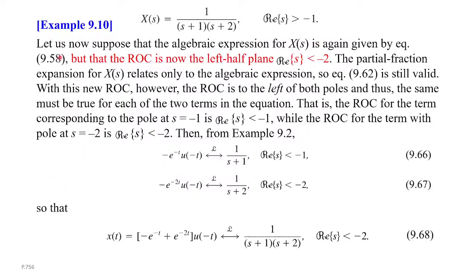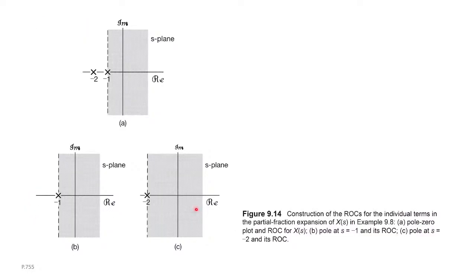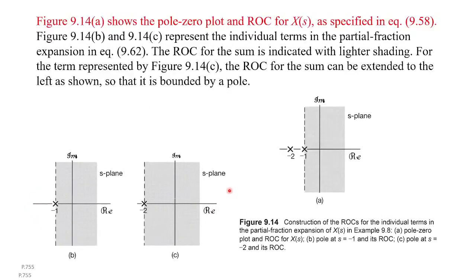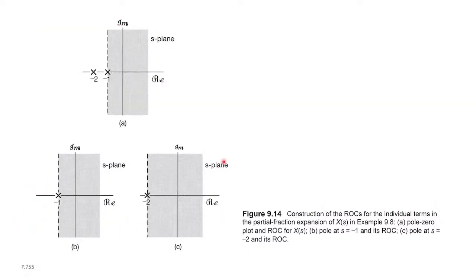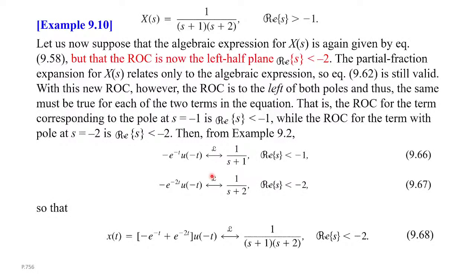Anyway, we have another example. Now we pick the ROC that's the left side of everything. We don't have a picture, but you can imagine it's the left side of everything. Then it's just reversed left and right. The ROCs of those two partial fractions both need to pick the left side. So you get two negative decaying exponentials, both multiplied by u of minus t, and then you get the inverse Laplace transform.